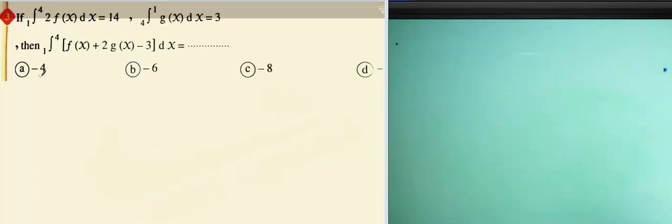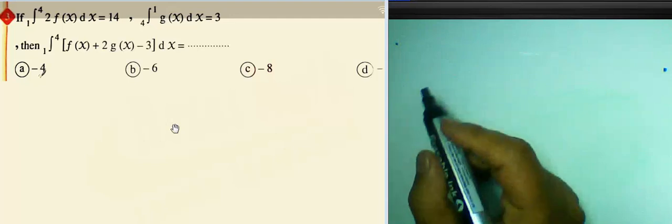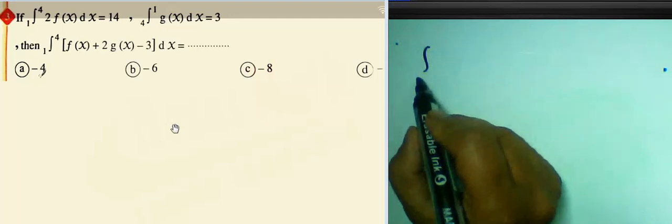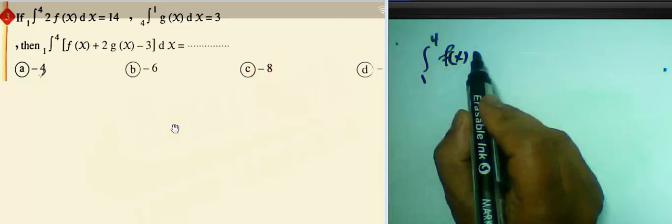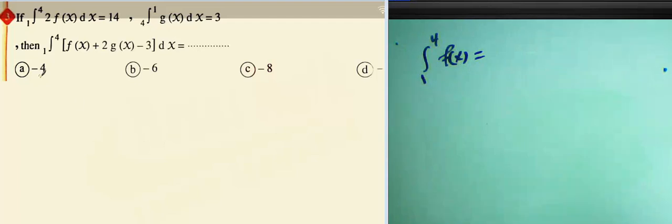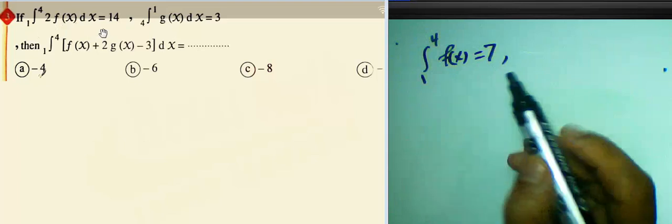Question 3, integration from 1 to 4 of f of x dx equals 14 and integration from 4 to 1 of g of x dx equals 3. Then you want to find integration from 1 to 4 of f of x plus 2 multiplied by g of x minus 3 dx. Okay, we can write here first, he gave us integration from 1 to 4 of 2 times f of x equals 14. We can divide it by 2, then 14 divided by 2 equals 7. This is the first information.